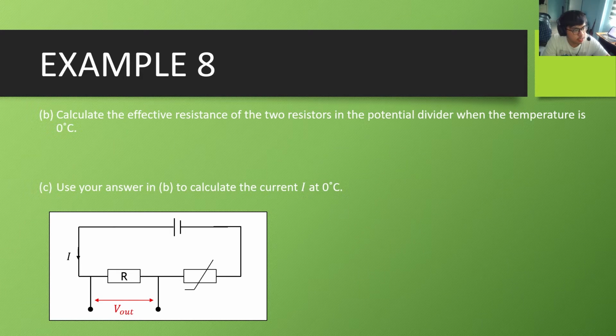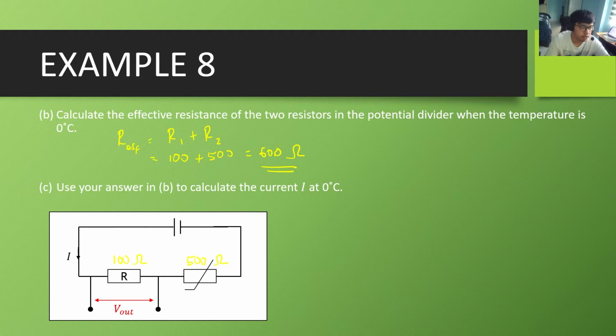B. Calculate the effective resistance of the two resistors in the potential divider when the temperature is 0 degrees Celsius. So R is always fixed, 100 ohm. At 0 degrees Celsius, the thermistor has a resistance of 500 ohm. We know from the table that was shown in the question. So what's the total effective resistance? Because they are in series, it's basically just R1 plus R2. So it's 100 plus 500. And the effective resistance or the total resistance is 600 ohm.